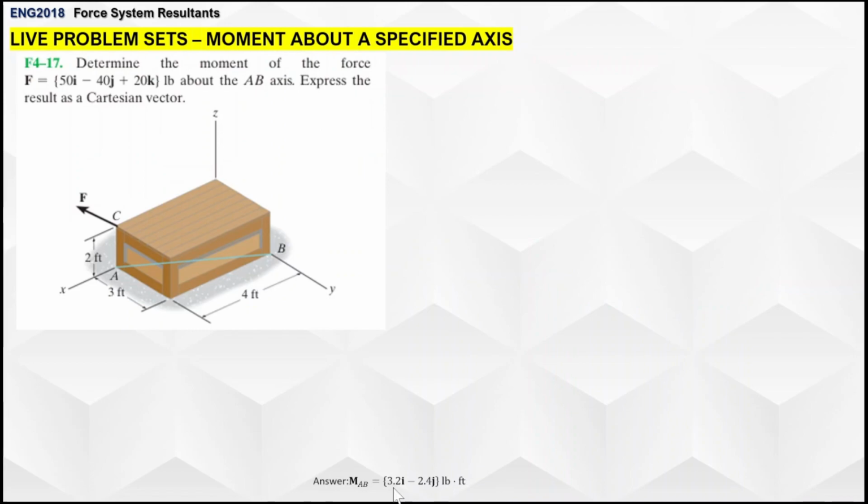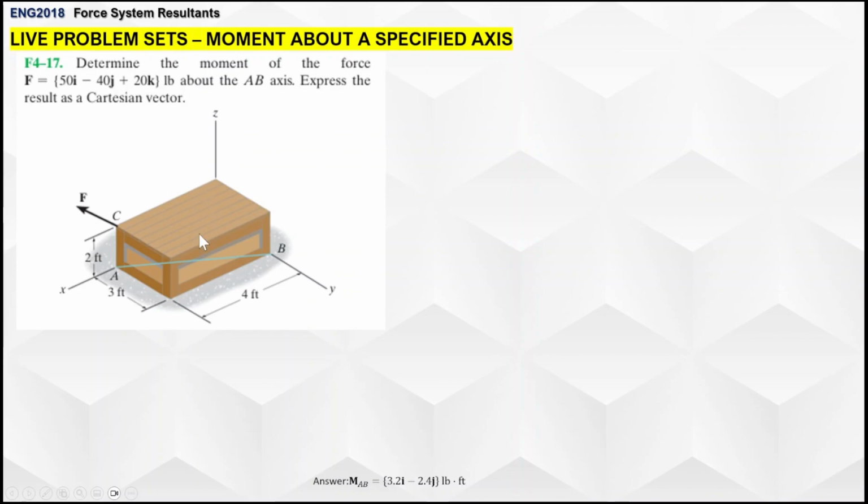So the final answer should be around this range. The thing about getting the moment about a specified axis is, when you're given a 3D problem and a force vector in Cartesian vector notation, you would expect that your moment is in Cartesian vector notation as well. In this case, it's specifically mentioned to express the final answer as a Cartesian vector. We're being asked to determine a moment, given the F vector is 50 i hat minus 40 j hat plus 20 k hat.